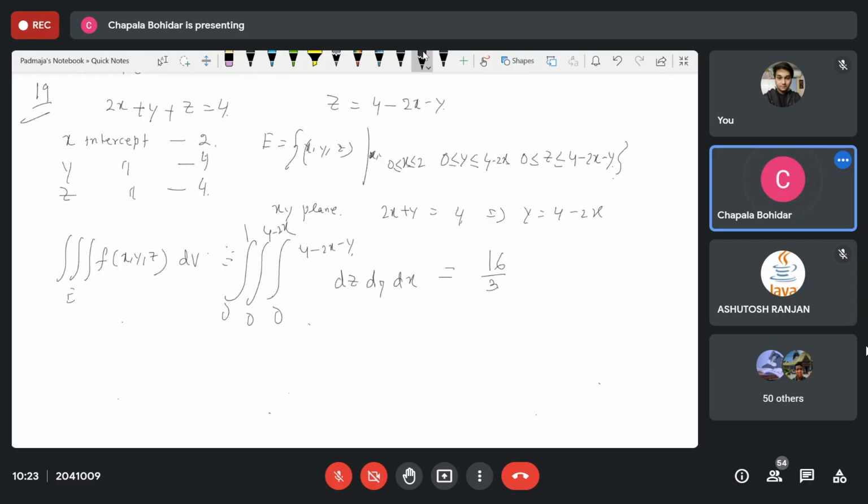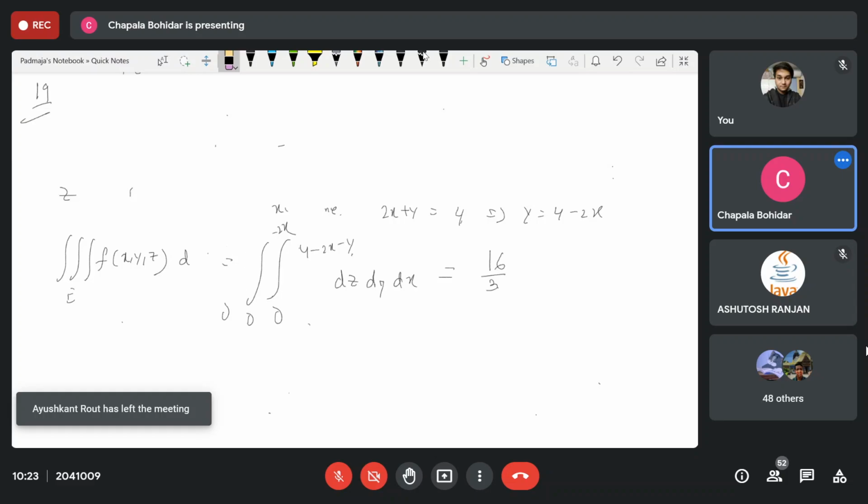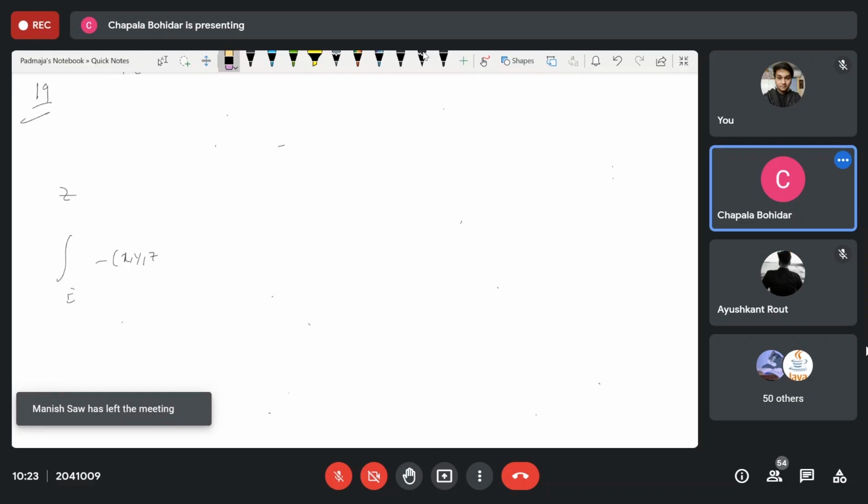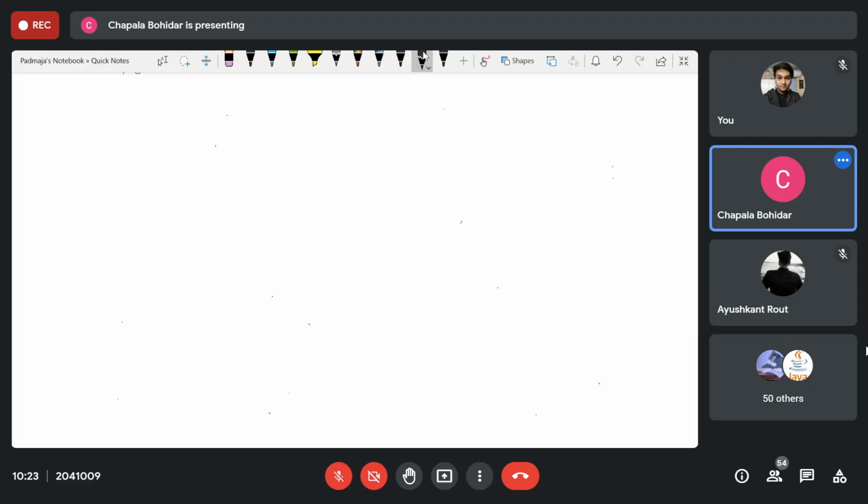That is section 15.8, triple integrals in cylindrical coordinates.